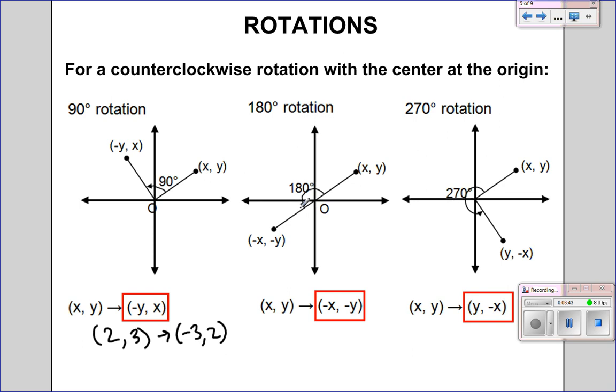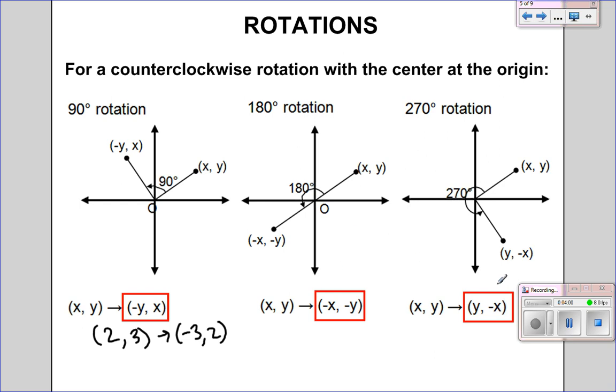When you rotate 180 degrees, all that changes is you change both signs for x and y. So if x is positive, it becomes negative. If y is positive, it becomes negative. If x was negative, then it would become positive. So you see this negative, all it means is change the signs.